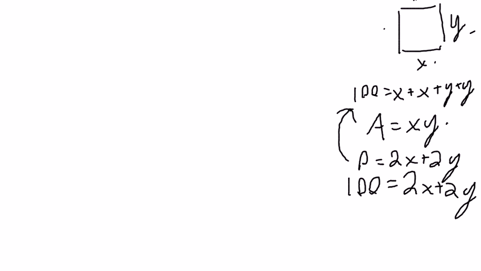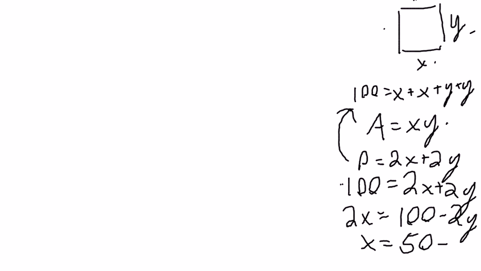So first what we're going to need to do is use this equation to solve for one of the values. So let's solve for y. Or let's solve for x. So we can say 2x equals 100 minus 2y. And then we can just divide all that by 2 and say x equals 50 minus y.